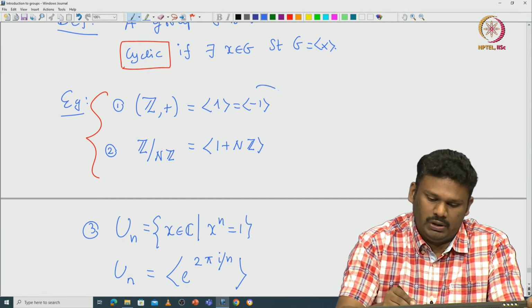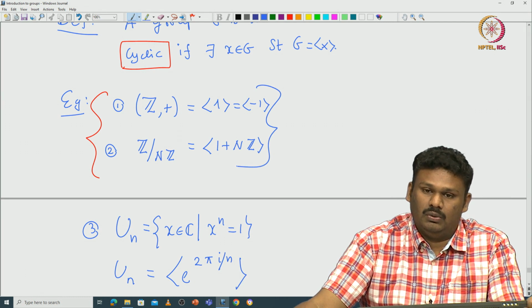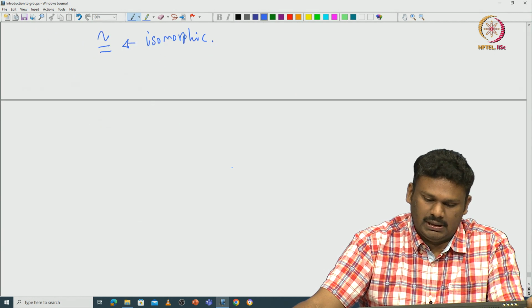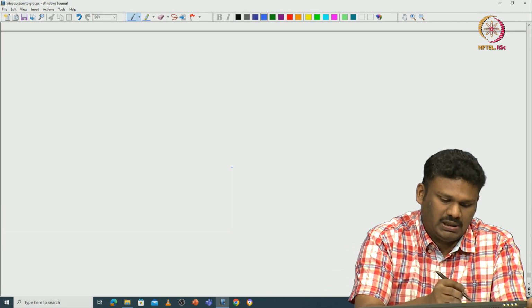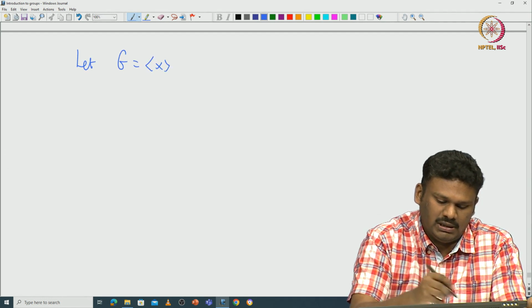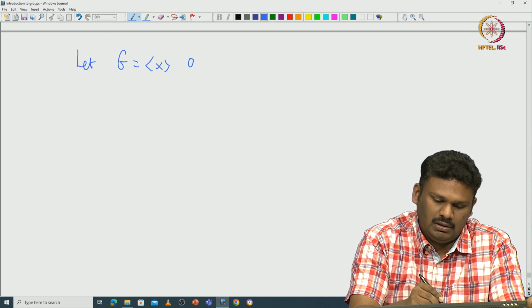So basically, up to isomorphism, these are the only two cyclic groups available. Okay, let us see how to prove this. You start with an abstract group G which is cyclic, so you assume that it is generated by X.